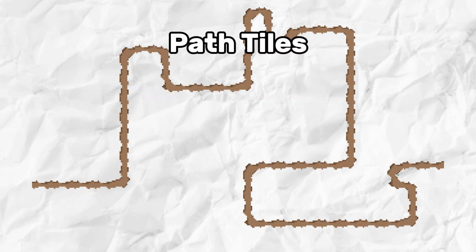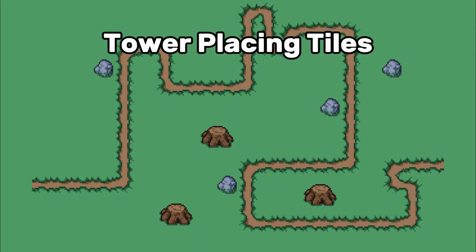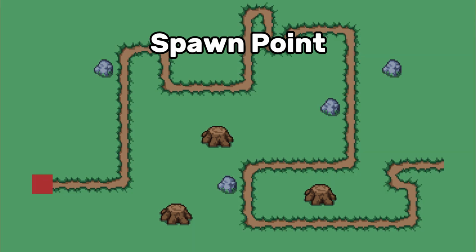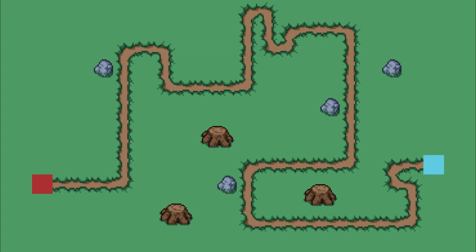First, the path tile. Second, the block tile. Third, the tower placing spots. Fourth, a spawn point. And the last one, the end of the level. Now we will create the enemies. You will want them to spawn in a specific point in your grid, and then follow the path tiles until they reach their goal, which would be your base.